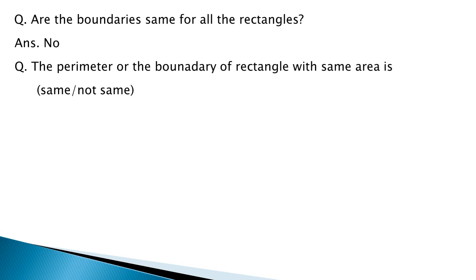Next, the perimeter or the boundary of rectangles with the same area is dash. Same or not same? They are asking whether the perimeter or boundary of rectangles with the same area is the same or not. We got the same area for all the three rectangles, but the perimeters were different. So the perimeter was not the same. So the answer is not same.